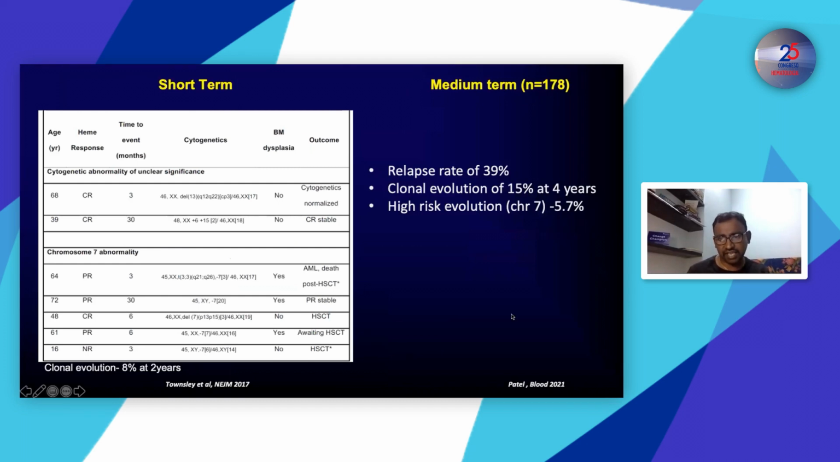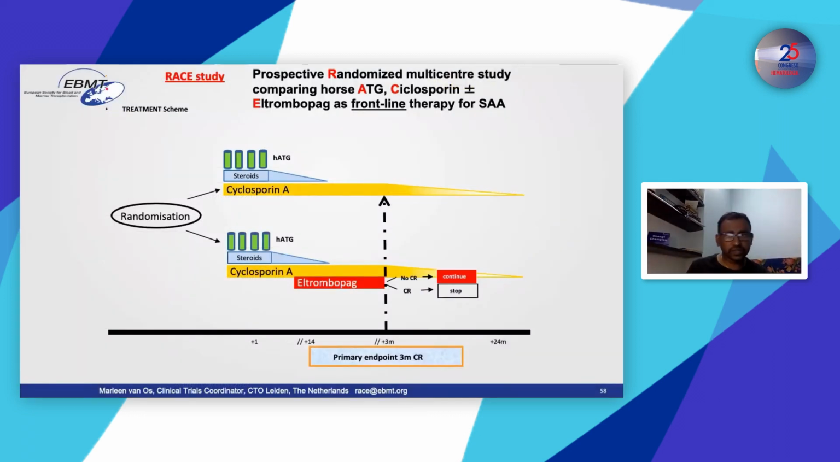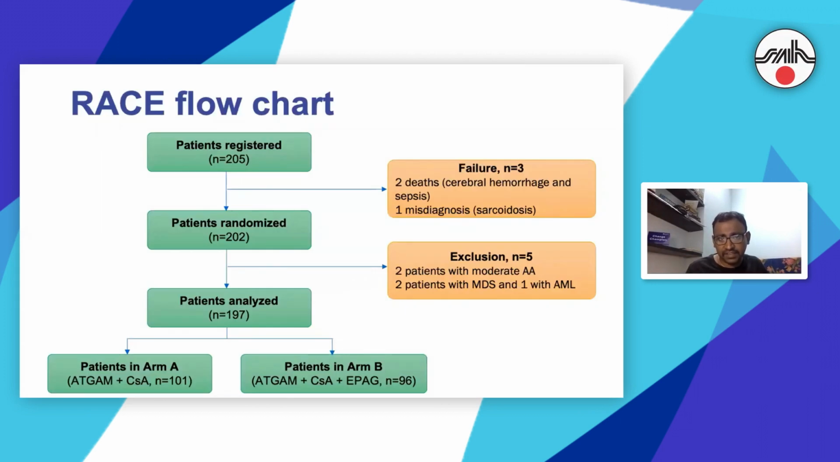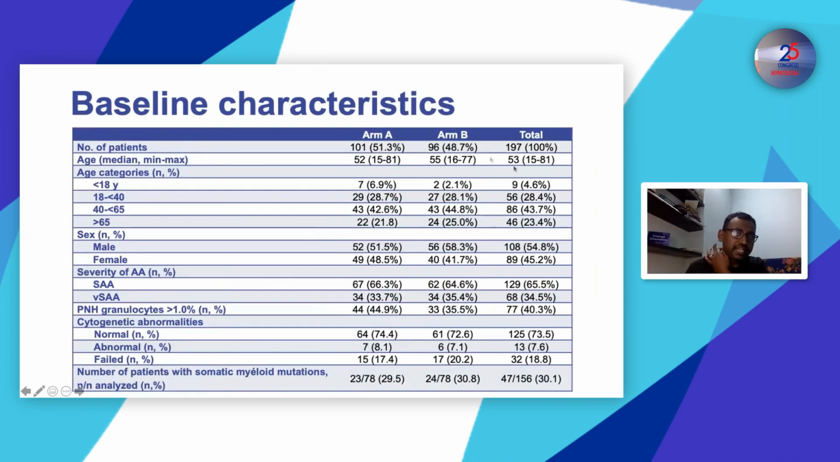And the recent update was published in Blood, showing a relapse rate of around 40% and a clonal evolution rate of around 15% for the triple drug regimen, with high-risk clonal evolution seen in around 6% of patients, which is why it was important to conduct this study, which is nearly 10 years long now, looking at a randomized way of comparing ATG, cyclosporin, and eltrombopag versus ATG and cyclosporin. And this is the patient disposition with around 100 patients on each arm. The median age of this cohort was around 53, and a significant proportion were older, nearly 60% of them more than 40.